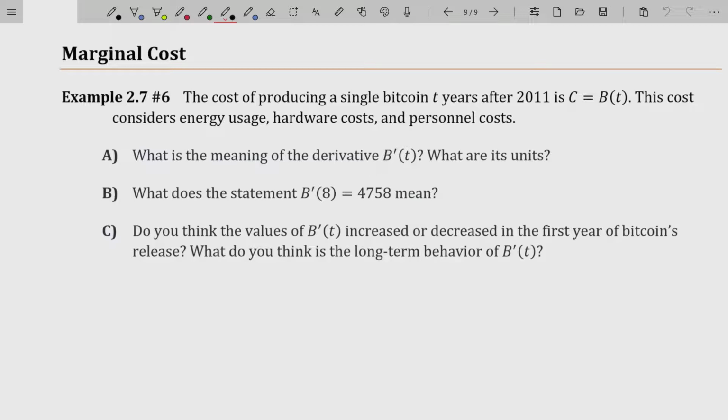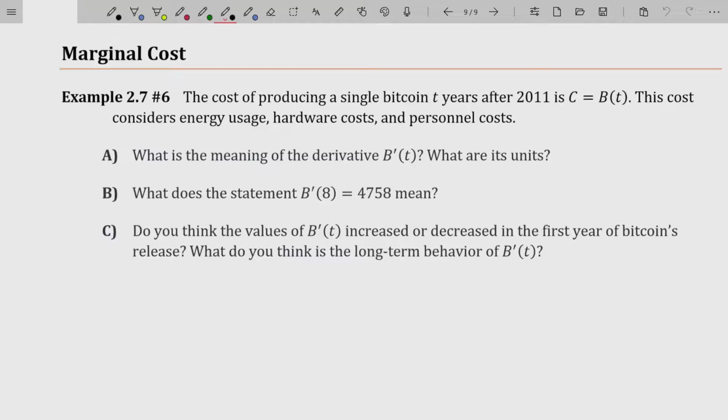So if you're going to produce Bitcoin, if you know anything about Bitcoin, it consumes a lot of energy to discover a brand new Bitcoin. So that's just how it is. So a lot of the associated price of a Bitcoin is really concerning the energy spent to produce it. So let's talk about the meaning of the derivative B prime of T. What does that mean and what are its units?